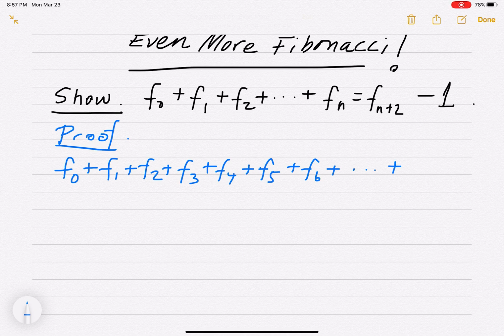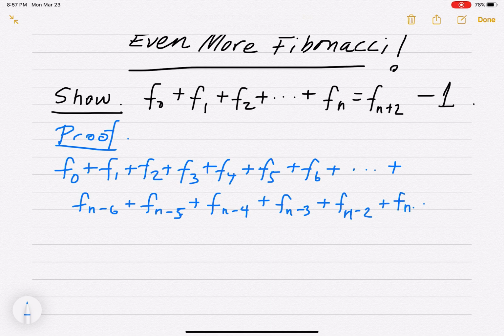And then on the other hand, I'm going to go fn minus 6, so keep counting up towards fn: fn minus 5, fn minus 4 plus fn minus 3 plus fn minus 2 plus fn minus 1 plus fn. Okay, so I've added up all my Fibonacci terms up to fn. We looked at the first 6 and the last 6, and we got the in-betweens that we're not writing, right? We just got the dots because there's no way to really write everything.